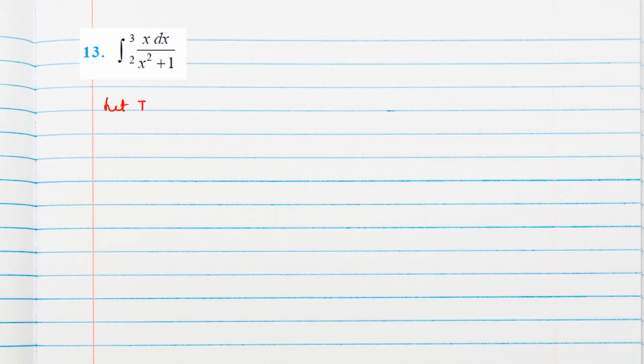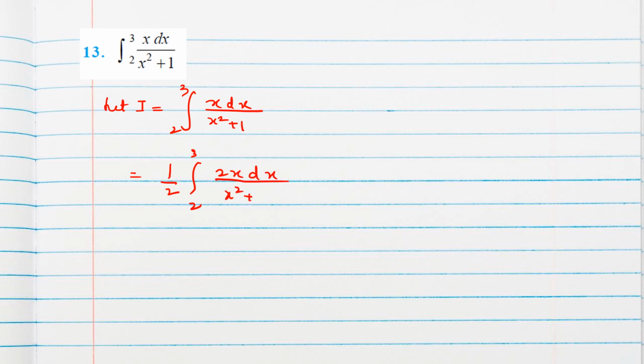Let the integral be I. 2 to 3, x dx by x square plus 1. Now if you observe here, if we take the derivative of the denominator, it will come as 2x, and we have numerator x there. So what we can do is divide and multiply with 2. This is the arrangement to use the formula.